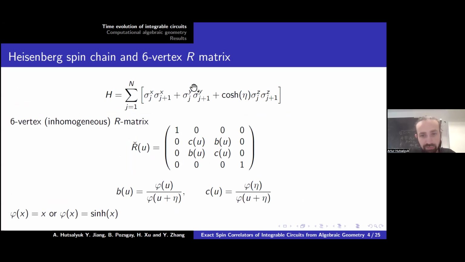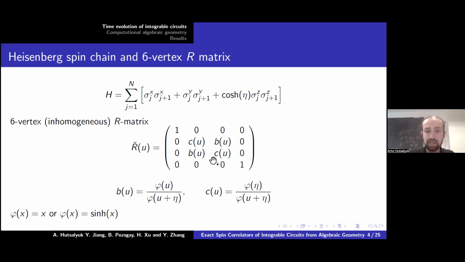So, okay, just a few basic notations about typical integrability. So this is the 6-vertex R-matrix. It's parameterized by two functions C and B that themselves are expressed either via sinh or via a linear function. So it depends whether we consider here the anisotropic case or the isotropic case. Technically, I wrote here sinh and cosh, but in reality, it doesn't matter for us whether we are in the massive phase or the massless phase. Both cases could be considered in our approach.